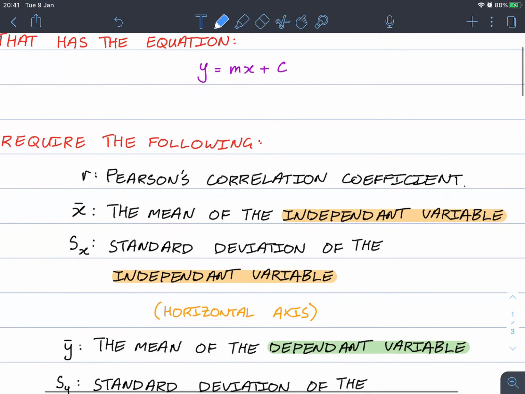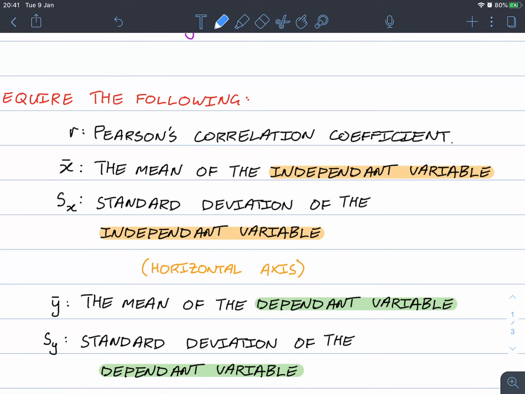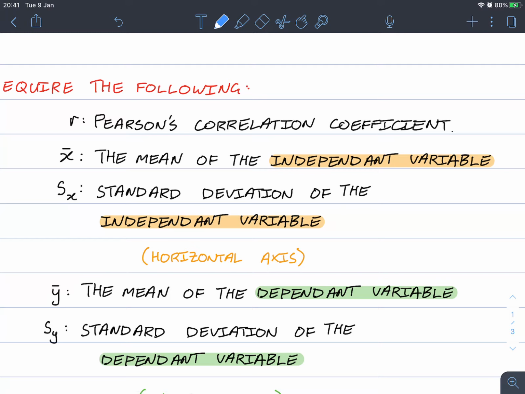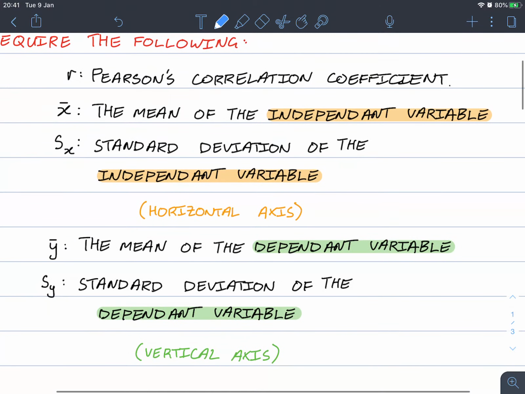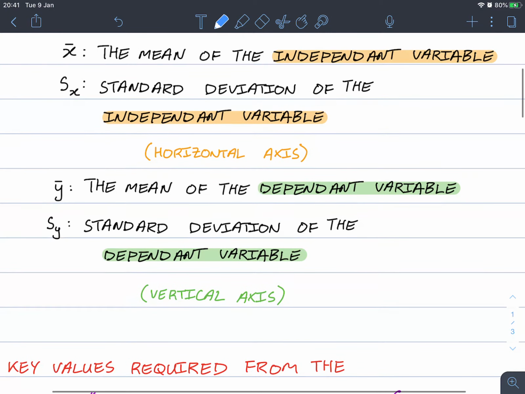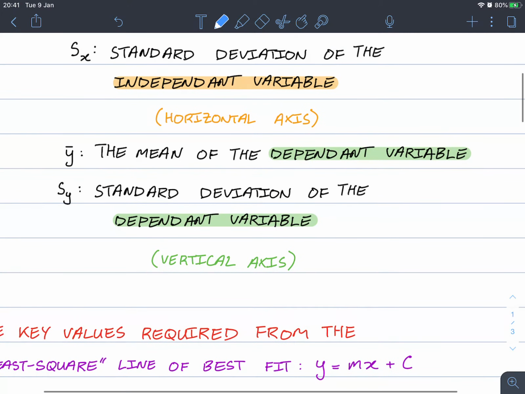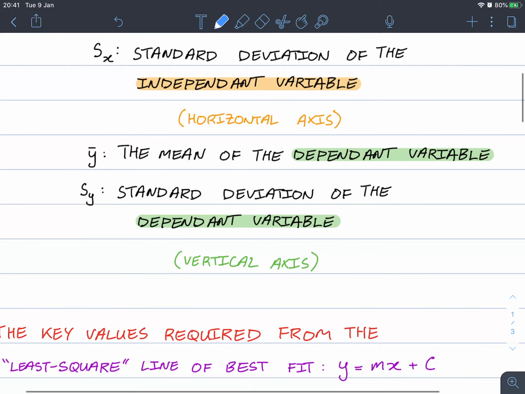We need r, Pearson's correlation coefficient, x bar, the mean of the independent variable, as well as the standard deviation of the independent variable. In case you've forgotten, the independent variable is the one that belongs on the horizontal axis. The mean of the dependent variable is also required, as well as the standard deviation of the dependent variable on the vertical axis.